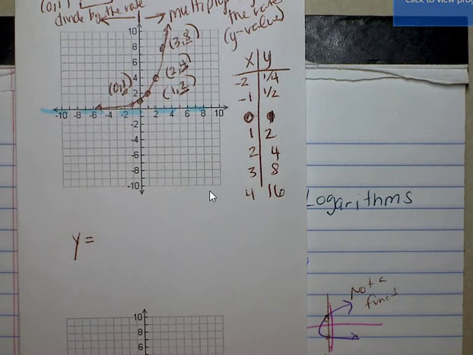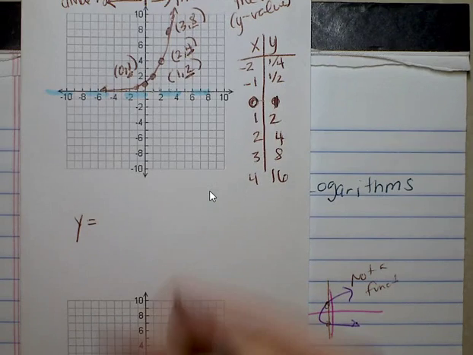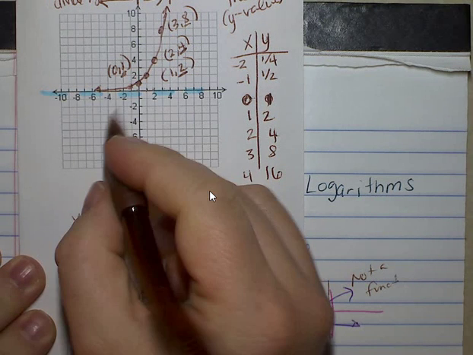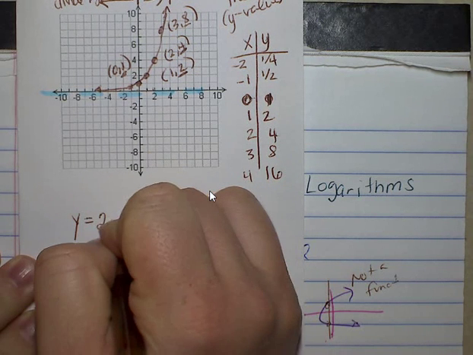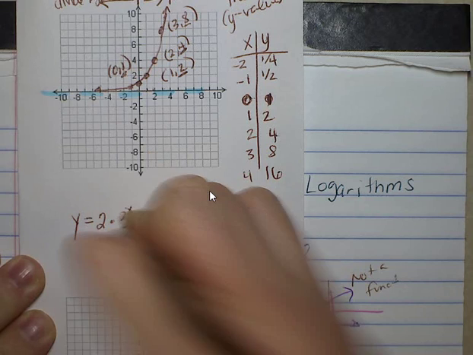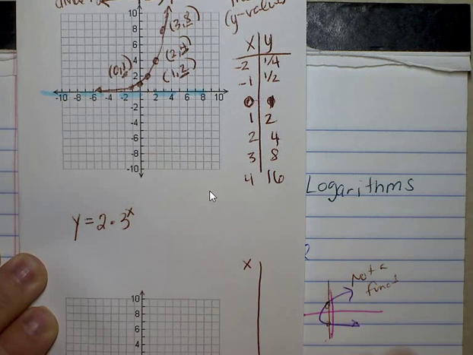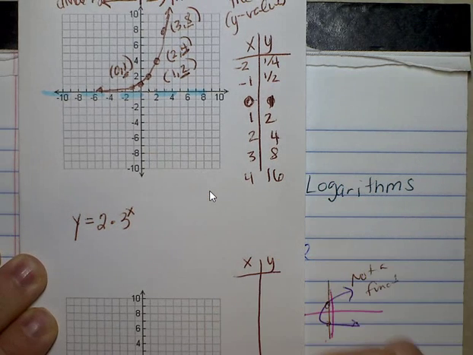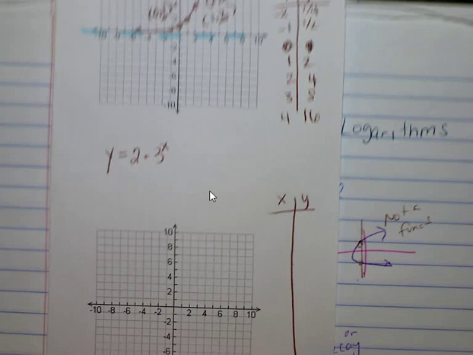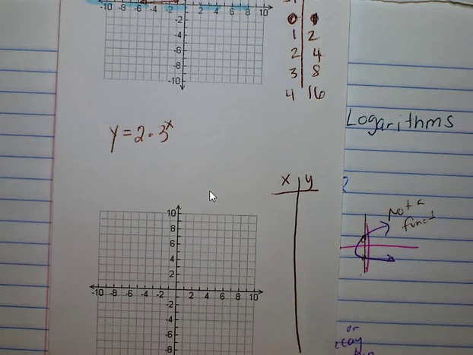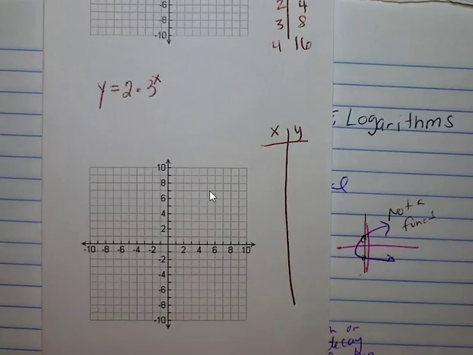So y equals 2 times 3 to the x. Come off to the side and make a chart, please. Now, I understand you don't have the graph paper, but with your partner, I want you to do 2 things. I want you to write down what the coordinates of your y-intercept are and what your rate is.